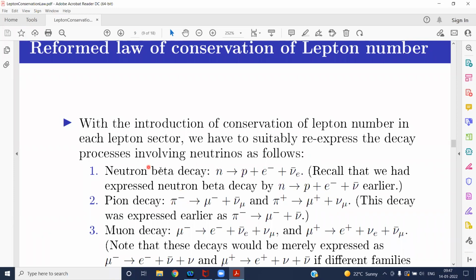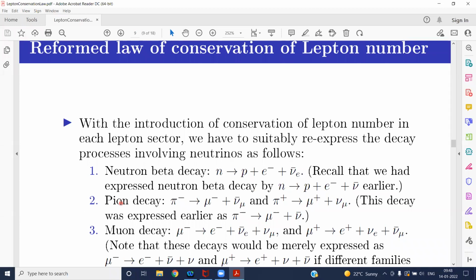So in the neutron decay, I have to be very careful from now onwards because I have introduced a new concept called electron lepton number, mu lepton number, etc. So here the correct process from now onwards, I'm not going to change it: a neutron going to a proton plus an electron plus an anti-neutrino of the electron variety.